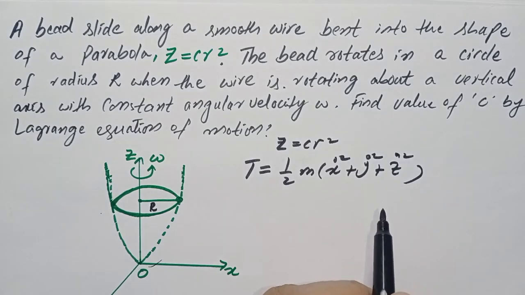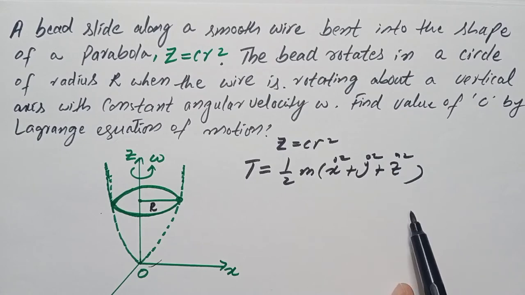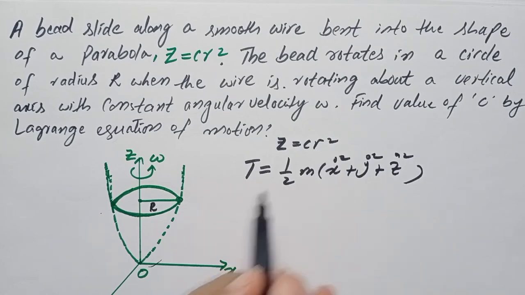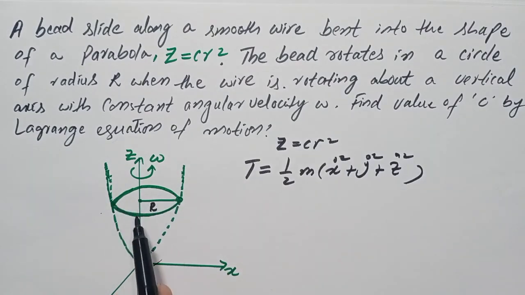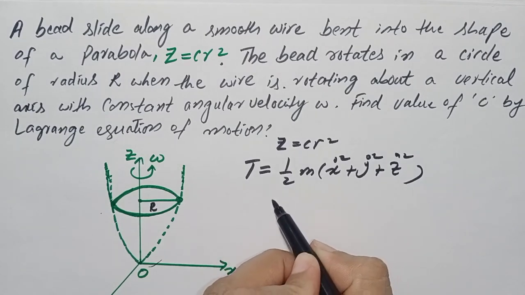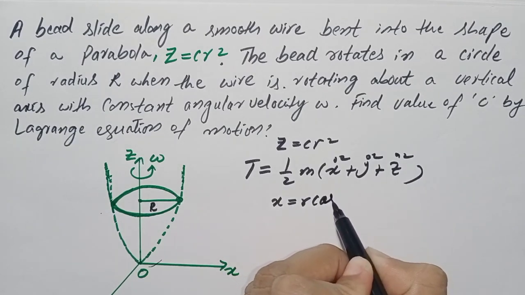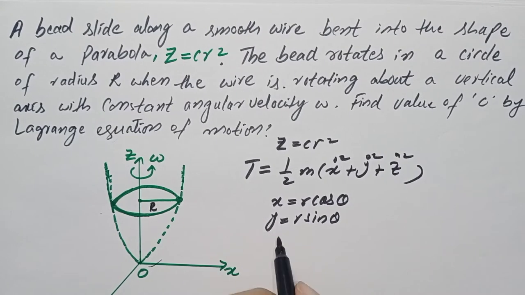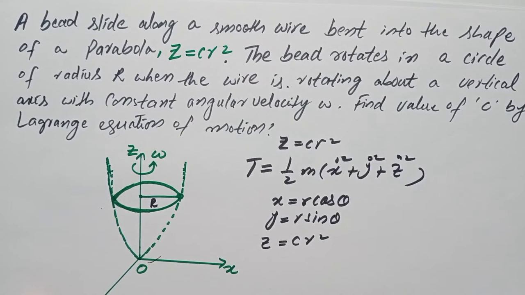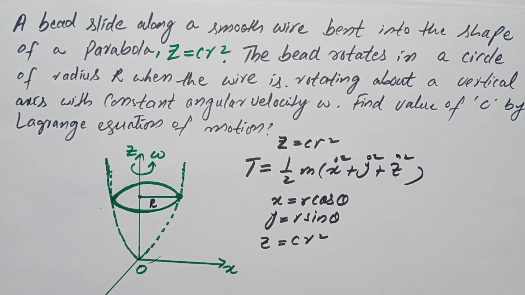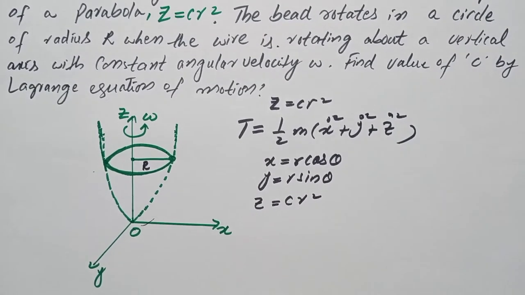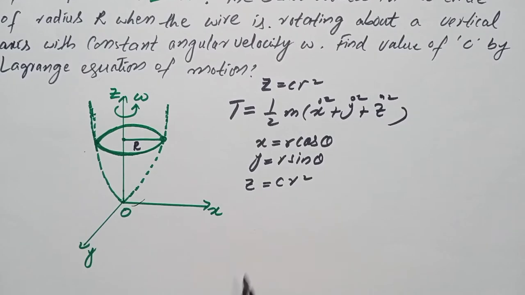So we can convert this equation into r and theta plane polar coordinates. We have the equation of constraint z equals c r square. The bead is restricted to move on this circle of radius r. So we have x equals r cos theta, y equals r sin theta, and z equals, by the equation of constraint, c r square. So we can use these values to find the kinetic energy in terms of plane polar coordinates r and theta, and we can eliminate z using the constraint z equals c r square.